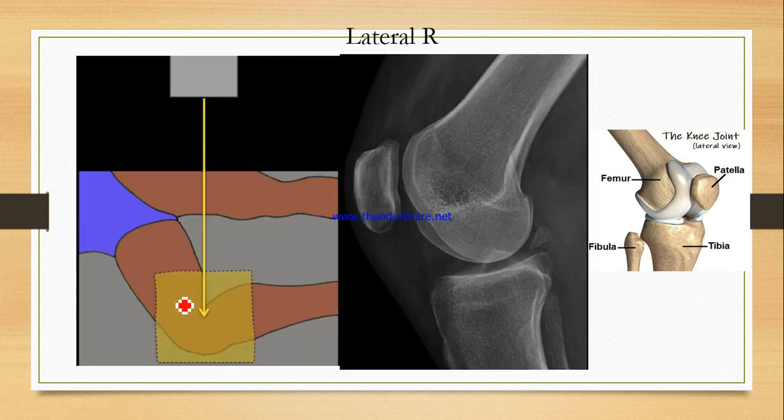Now coming to the lateral view. See, the radiography film should be placed below here, and your right leg should be placed at an angle of around 30 degrees, and the X-ray will be exposed from this side. This is called the lateral view, the lateral view of the right leg. Similarly, it is very clear, this is your femur, this is the patella, this is the tibia, and this is the fibula.